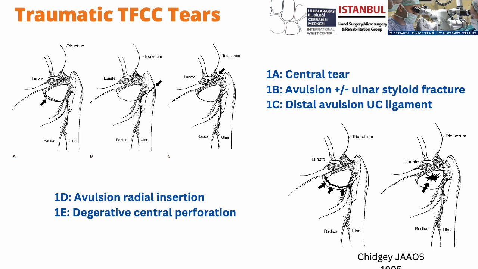Traumatic TFCC injury can be classified according to Palmer classification as 1A central tear, 1B avulsion injury plus or minus ulnar styloid fracture, 1C distal avulsion of the ulnocarpal ligament, 1D avulsion radial insertion, and 1E degenerative central perforation.